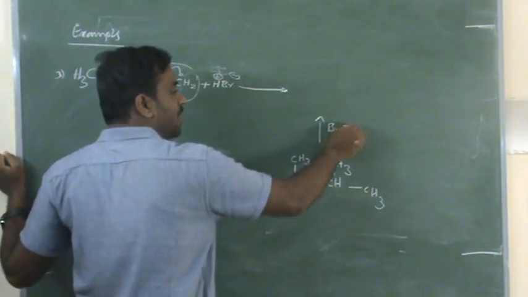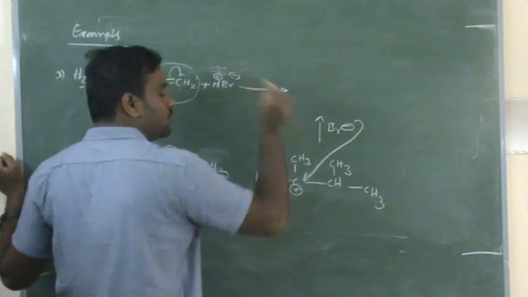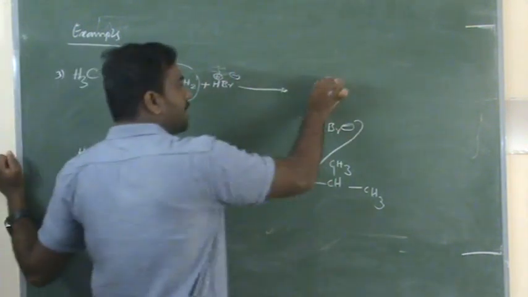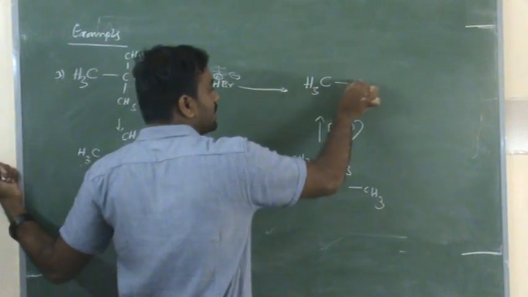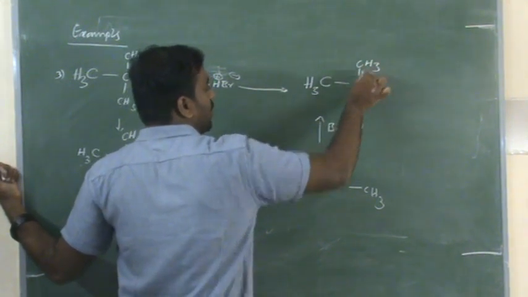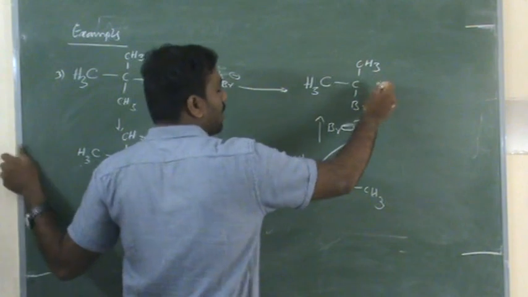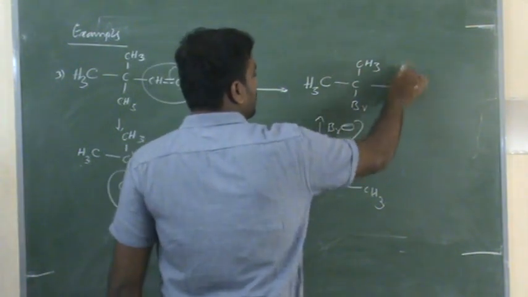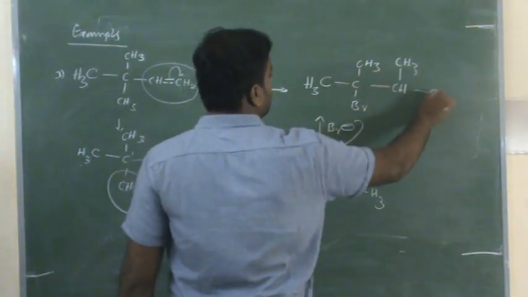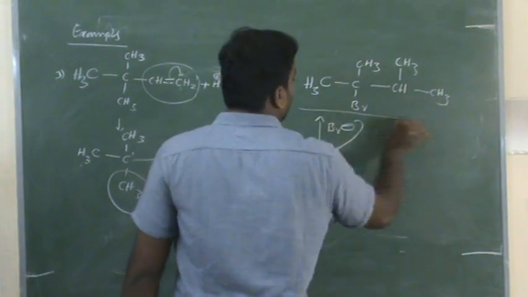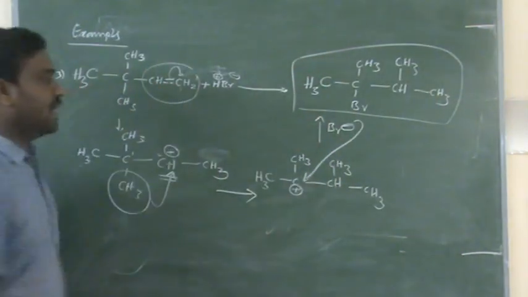Finally, there is the attacking of which one? Br minus to this tertiary carbocation. Then we are expecting the product: CH3, C with CH3, attached to Br, then CH and CH3. This is the main product in this reaction.